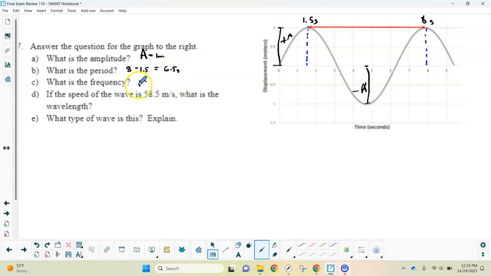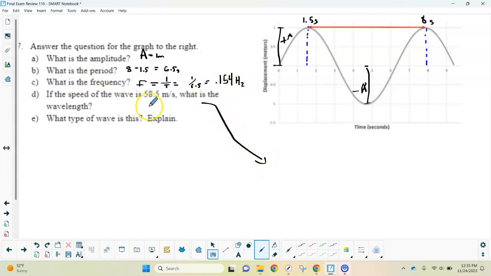For frequency, frequency is just 1 over the period. So you're going to take the inverse of the 6.5. So 1 divided by 6.5. And if you do that, you'll get like 0.154, and that would be hertz.